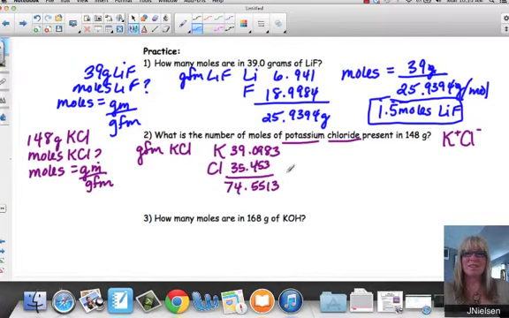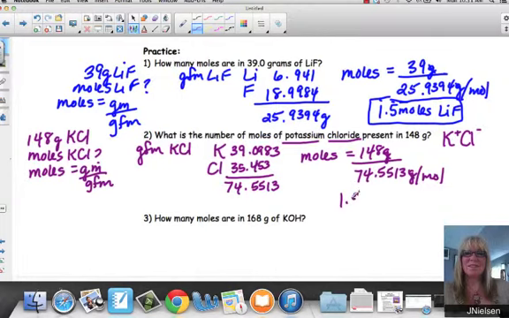I have to sum those, and I get 74.5513. So my moles equals my given mass, 148 grams, divided by my GFM, which is 74.5513 grams per mole. Grams cancel, and when I divide, I get 1.985. However, 148 only has 3 sig figs, so I'm probably just going to use 3 sig figs. So this would then be 1.99 moles of KCl.